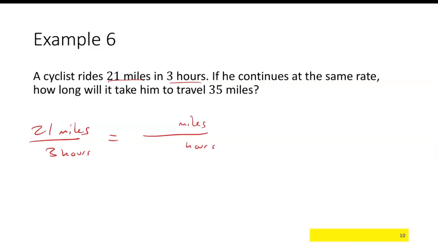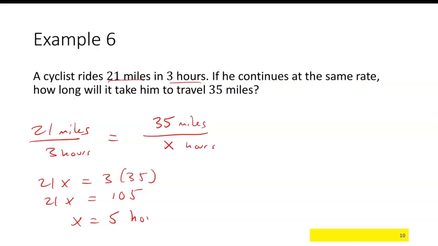So he continues at the same rate. How long will it take him to travel 35 miles? So I know 35 goes for miles, and x, hours, is what we're trying to find. Once we have this set up, then I know that 21 times x is equal to 3 times 35. So 21x is equal to 105, and divide by 21, well, 105 divided by 21 is 5. And since we're dealing with hours, we know it would take him 5 hours.